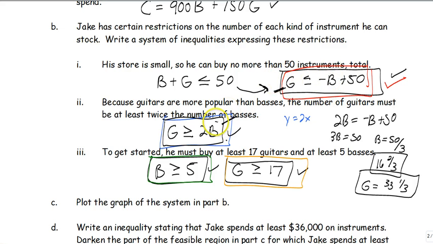Again, I just set these two equations equal to each other. 2b equals negative b plus 50, because that's where they intersect. You can also use your graphing calculator to do that, and I'll show you in class how to do that. So we're going kind of long here.